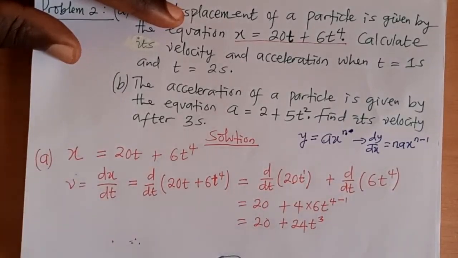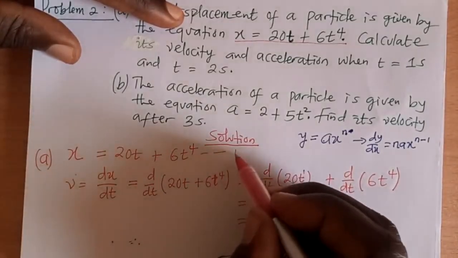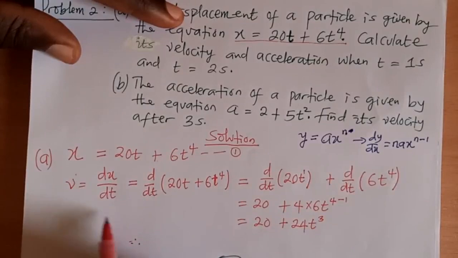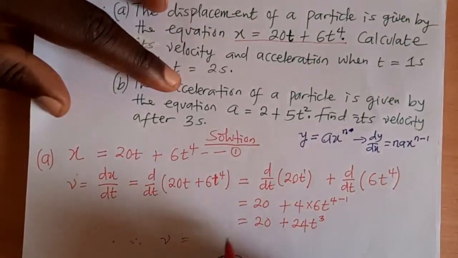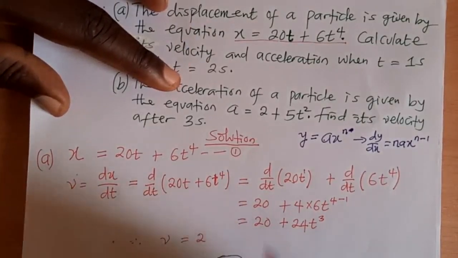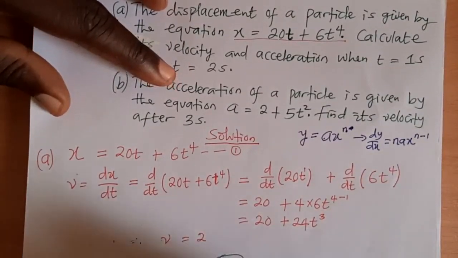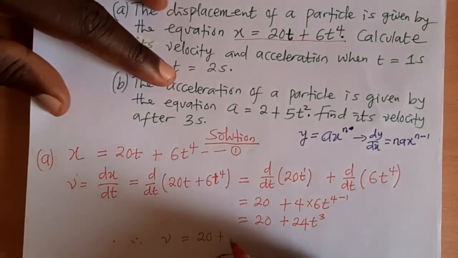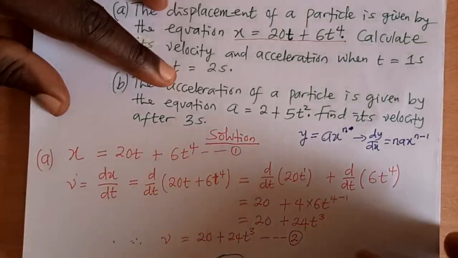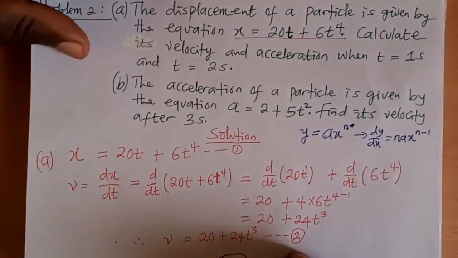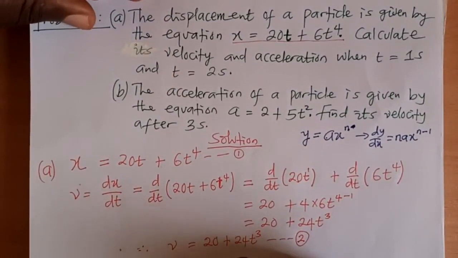So this is the expression for the velocity. I will call the first equation equation 1. Then my new equation for velocity will be equation 2: v equals 20 plus 24t raised to the power of 3. So I got the expression for the velocity.